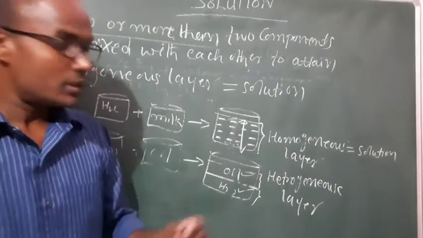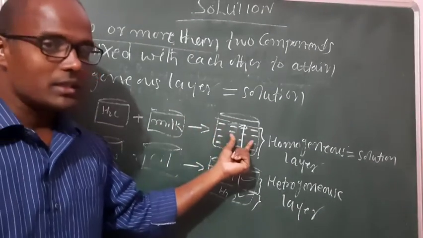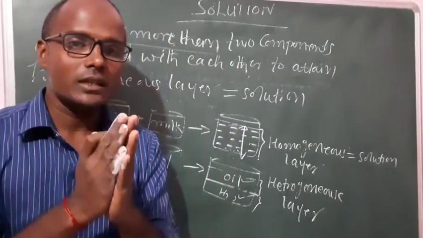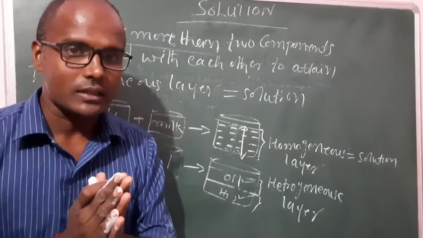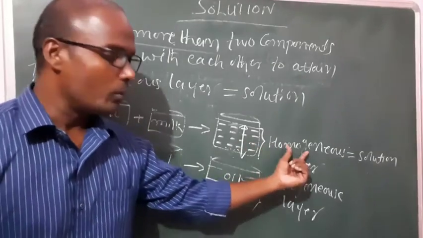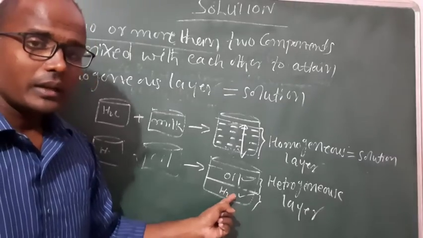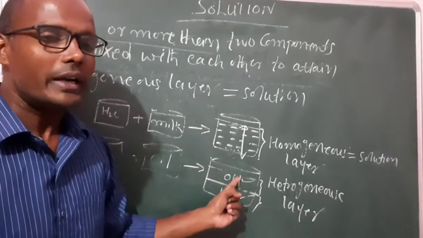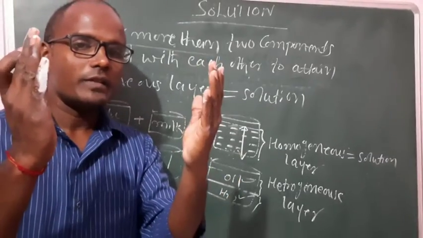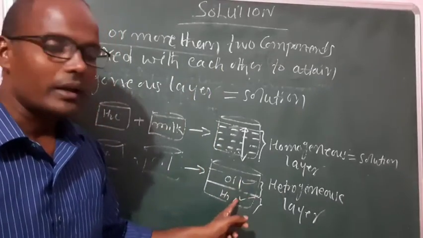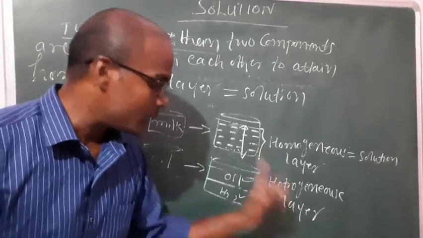In a homogeneous solution, the two components are intermixing, meaning both components are interacting with each other and are attracted to each other. That's why they form a homogeneous layer. Here the two components cannot intermix properly, meaning they cannot attract each other. Oil and water cannot attract each other, so that is the heterogeneous layer.